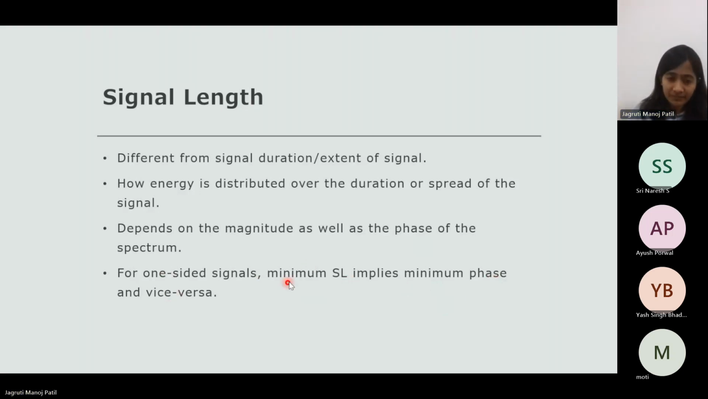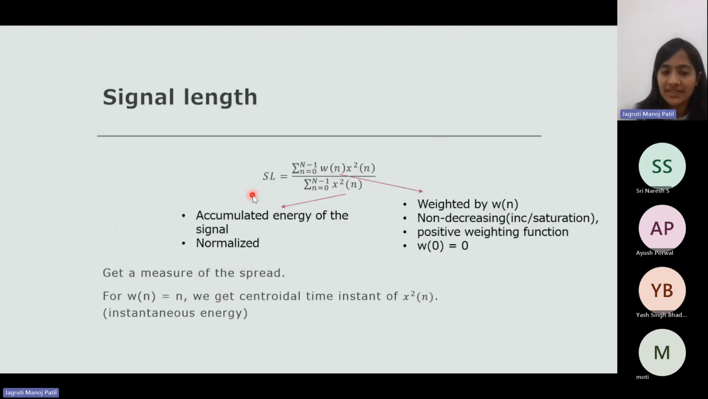But if it's one-sided, the signal is either causal or anti-causal. Now if the signal is non-causal, then we can't say it's ranging from negative infinity to infinity. This case won't apply over there. Okay, so how do you compute the signal length over here?